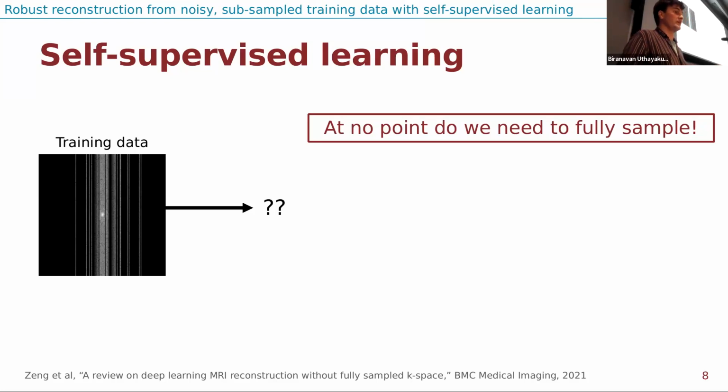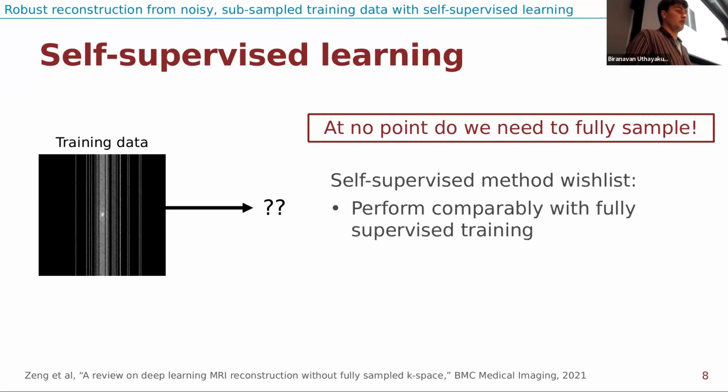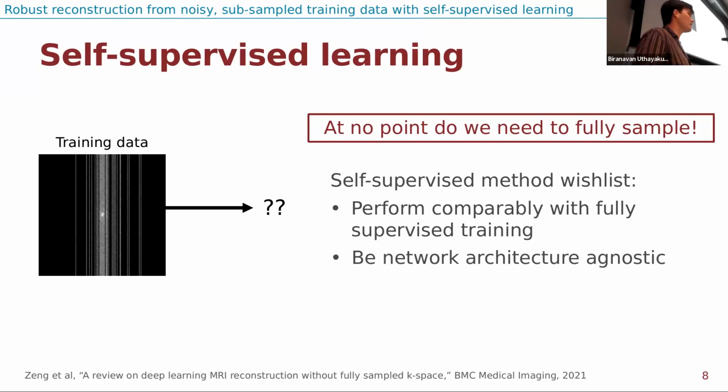So what do we want from a self-supervised learning method? Well, firstly, we'd want it to perform similarly to fully supervised training, ideally. We'd also want it to work for any network architecture. There are so many that are being proposed. It feels like every day there's a new architecture being proposed for ML reconstruction. We don't want a method that's constrained to particular architectures. We also want the method to be robust. I'll go into what we mean by robust to what a bit later. But this is a kind of wish list for how we would want a self-supervised method to behave.